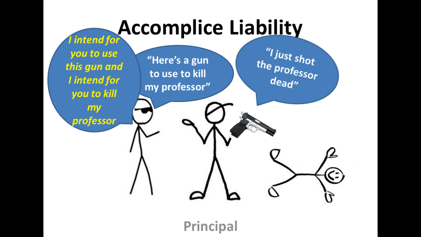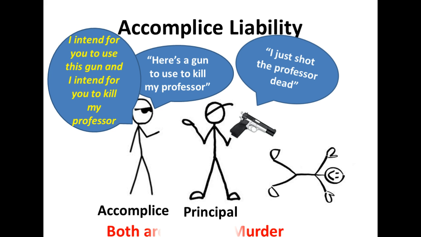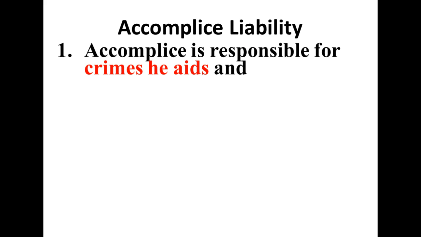Professor falls over dead. Again, we have the principal, who is the perpetrator of the offense here, and we have now the accomplice, who has the intent to aid and actually did aid by giving him the gun, and has the intent that the principal commit the crime. Both are guilty of murder, as we see it playing out. Now, an accomplice is responsible for the crimes that he aids. So whatever crimes he has the intent to aid, and does aid, he is responsible for and can be prosecuted just as if he committed the crime himself.